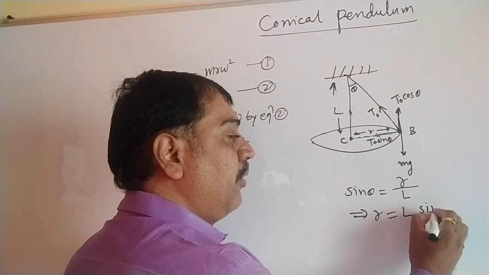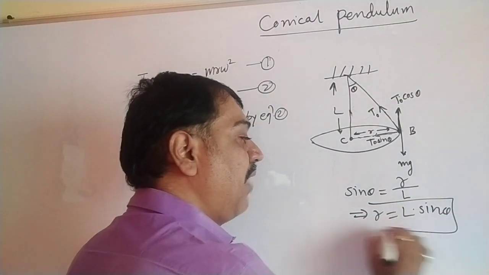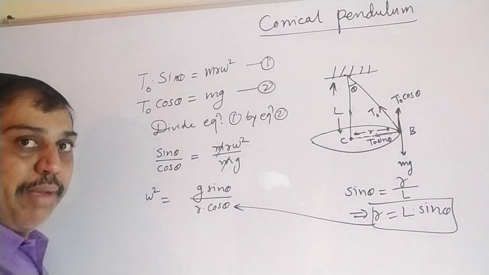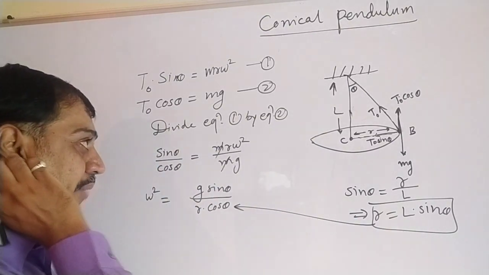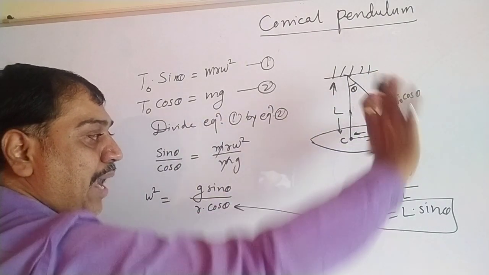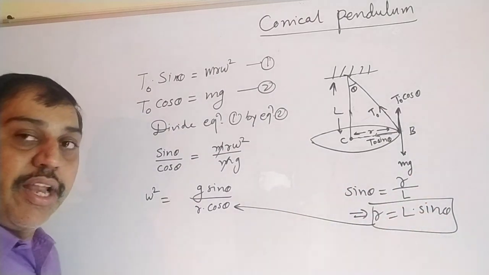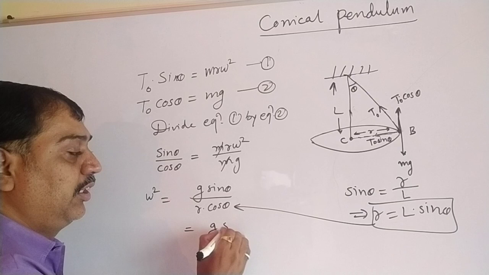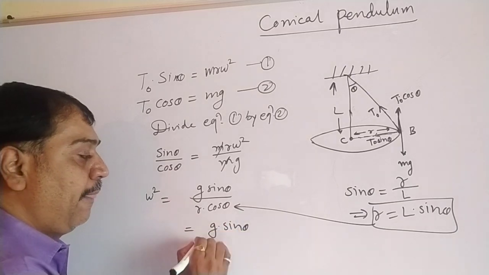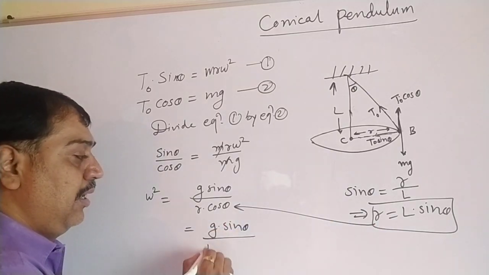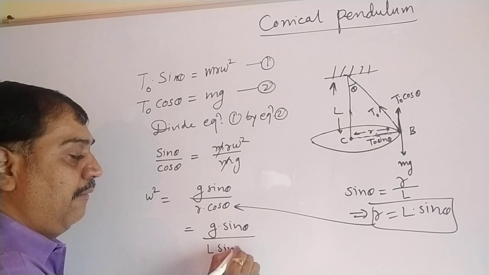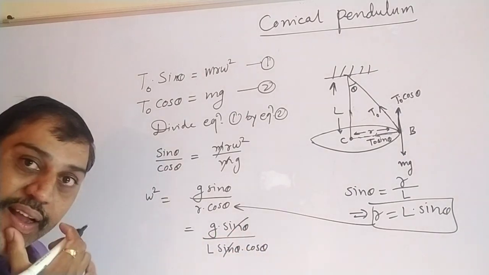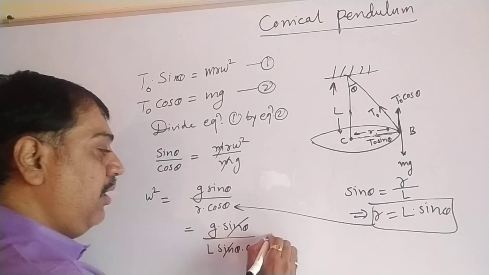Equal to L into sine of theta. Put this value of r from here into this equation. By Pythagoras, the simple trigonometric formula, sine theta is opposite side divided by hypotenuse, r by L. So r equals L sine theta. Put it here now. We can write this as g sine theta. The value of r is L sine theta into cos theta as it is. Sine theta cancels out. So what do we get here?